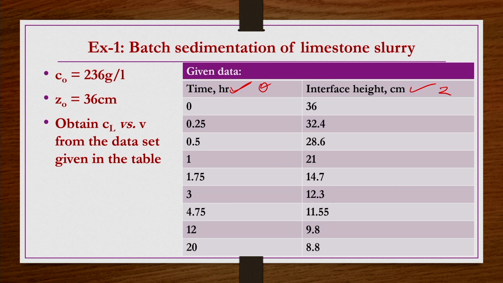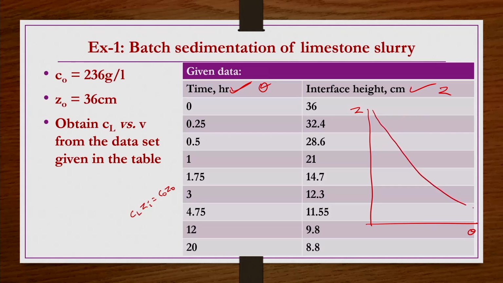From this information, what do we have to do? We have to obtain CL versus V information. So now we use the first equation that we developed yesterday, CL Zi equals C naught Z naught. What we are going to do is draw this Z versus theta information graphically like this, something like this. At each point, at different time intervals, you take a tangent like this.